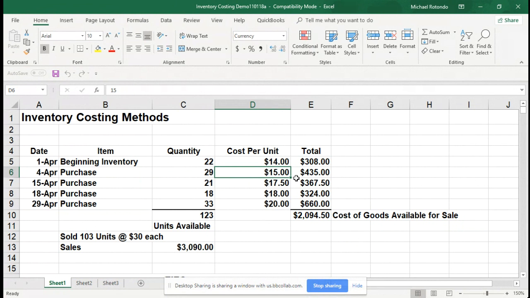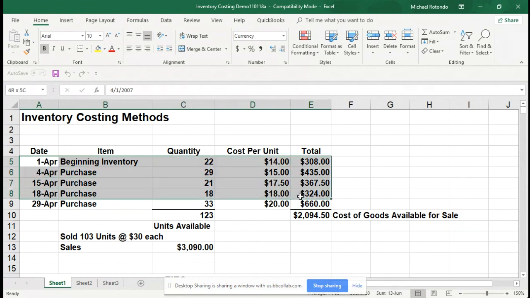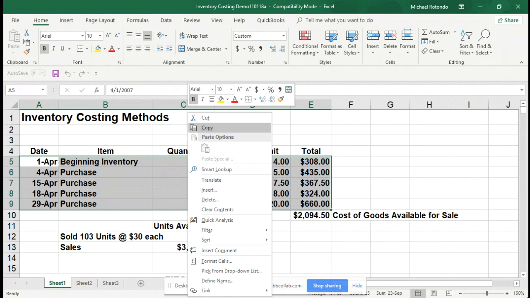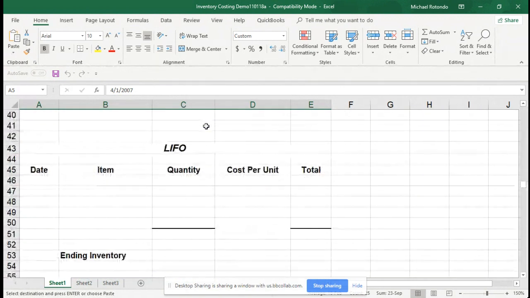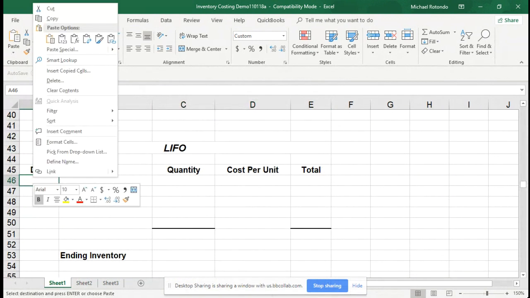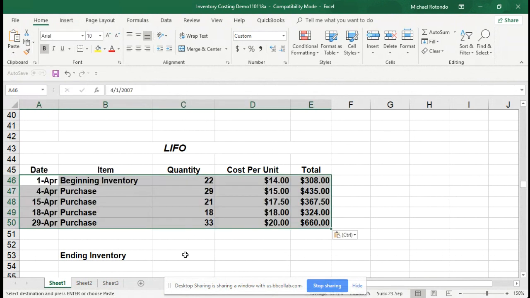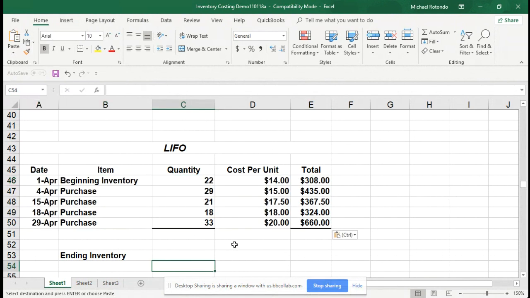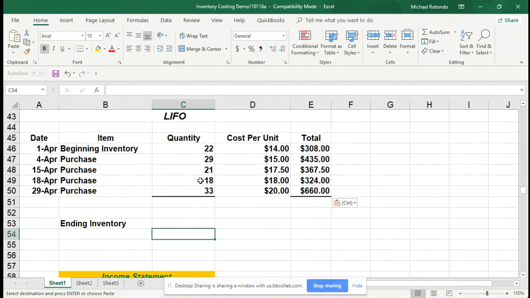So if we want to do LIFO, I would recommend, again, we do the same thing we did for FIFO, and that we just select all of these items where we calculated our cost of goods available for sale, and that we copy that down to our LIFO section. That way we don't have to redo the formulas. So remember, under LIFO, we're doing last in, first out.